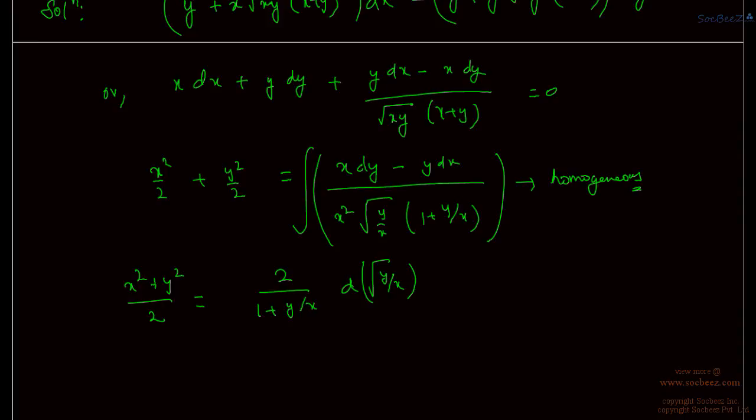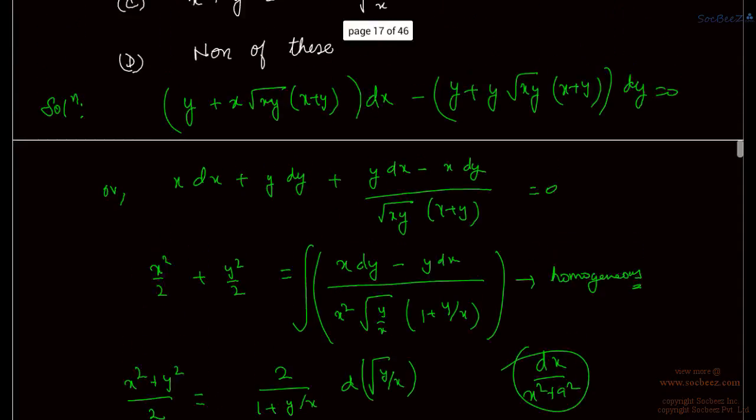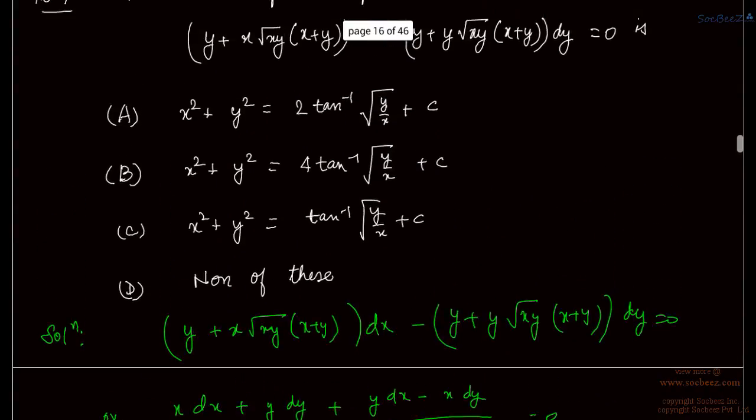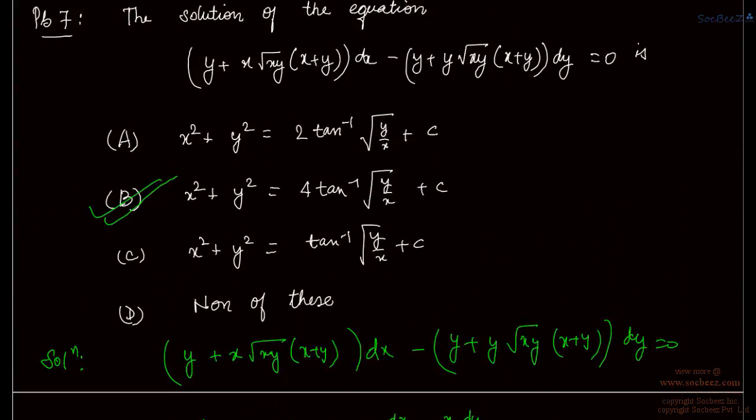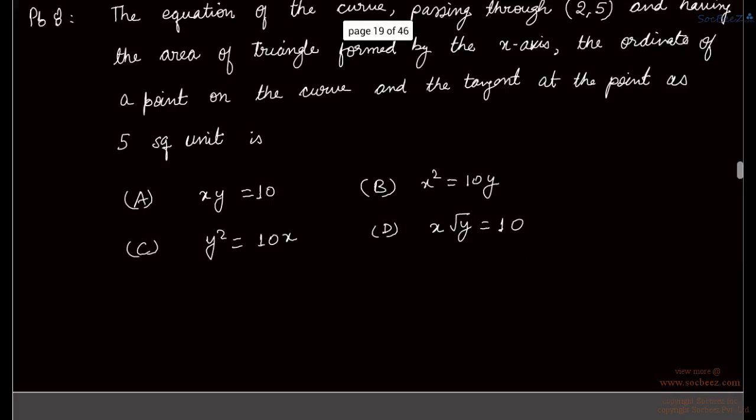So from here we have the equation x square plus y square is equal to 4 tan inverse of root y by x plus c, because this is the equation of form dx upon x square plus a square, right? So from here we can say that option B is correct. Okay. Now moving to next question.